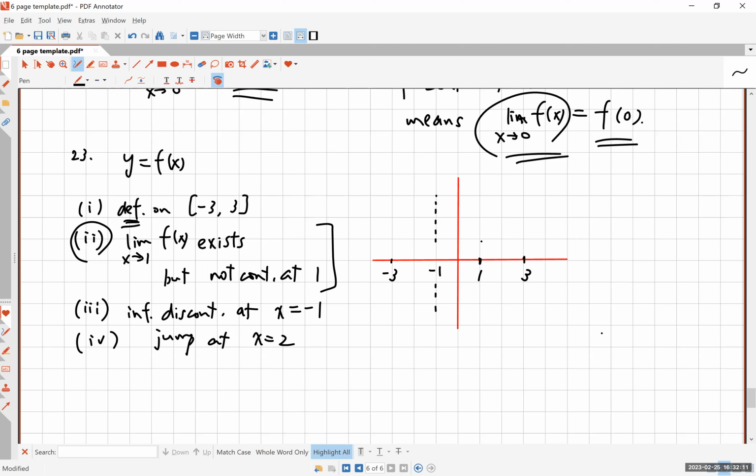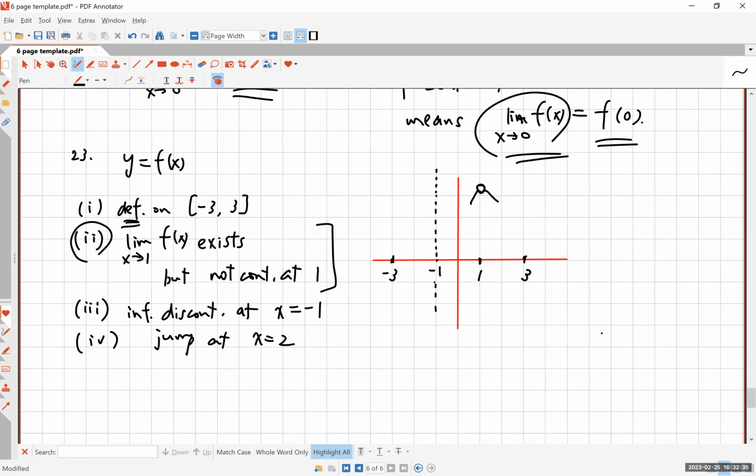Above this point 1, maybe it's here, maybe it's here. I will just pick some random point here to have a hole. And the thing is, it has to be approaching this from both directions. All right, so that's one thing I know. It has to be defined from -3 to +3, so I will have to have a value at every single point. Infinite discontinuity at x is equal to -1.